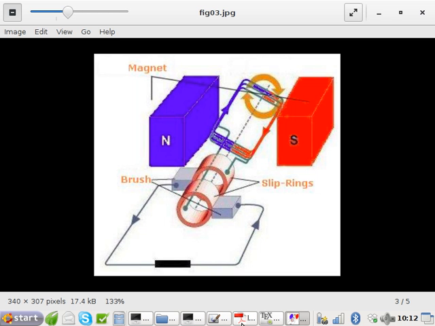Now, if I change the magnet, if I put the north on the right and the south on the left, then it's the opposite way. That comes out, the current. Or if I turn the wheel the other way, then I put my hand down. If I turn it the other way, push down.